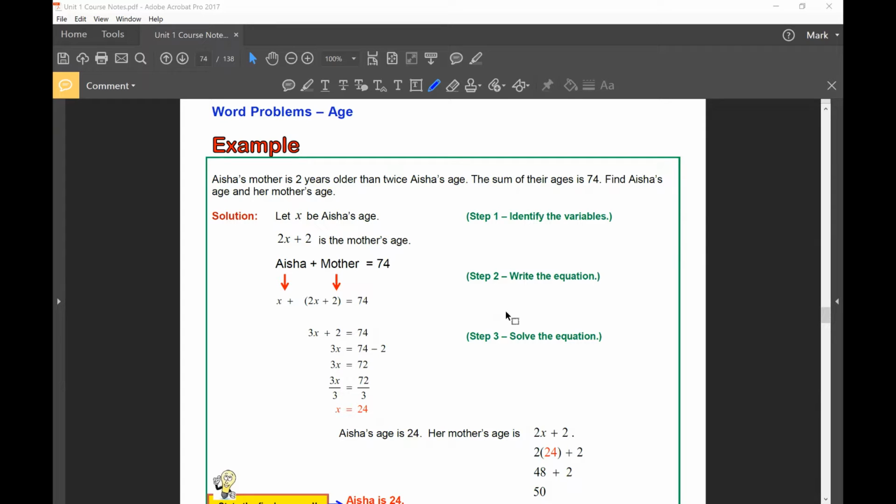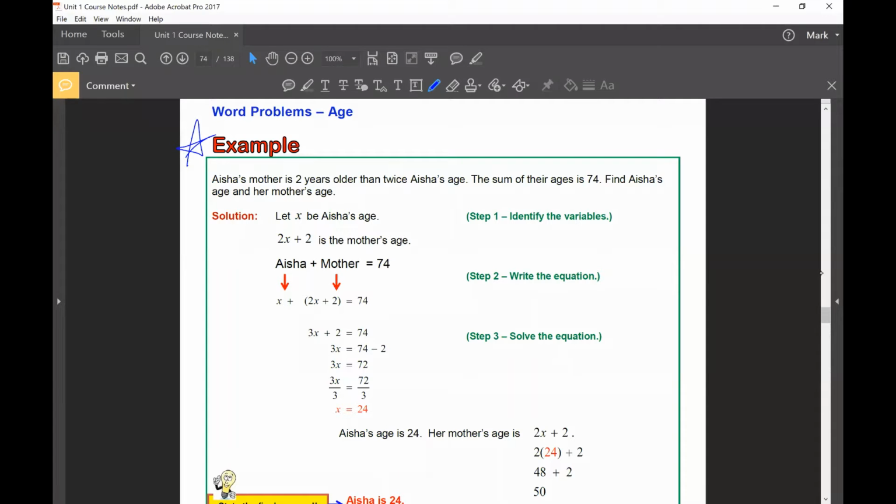So let's look at this example. Aisha's mother is 2 years older than twice her age. The sum of their ages is 74. And I want to find both of their ages. So you can see how this is like a little riddle or puzzle that you might see. You see these all the time on Facebook or something, solve this. Again, not necessarily something that will help you in engineering. So like I said, we'll very quickly cover this.